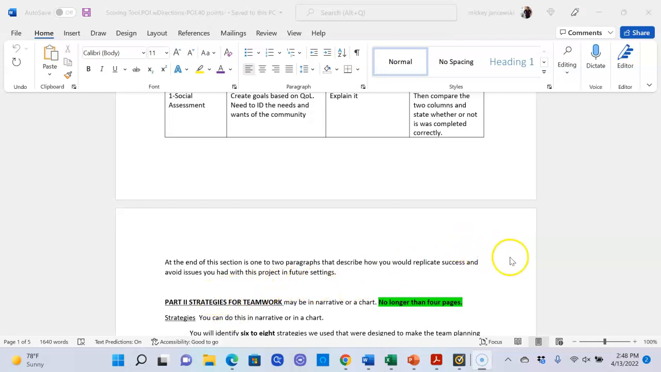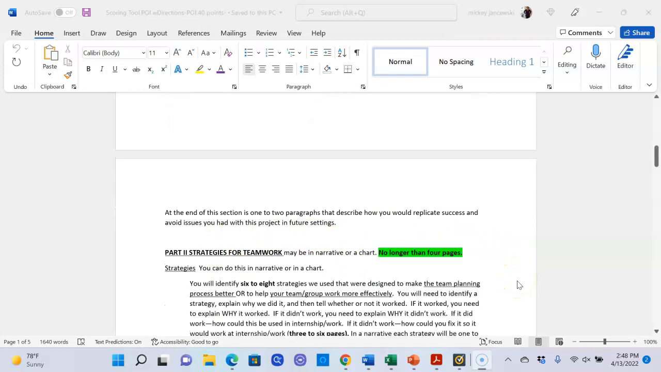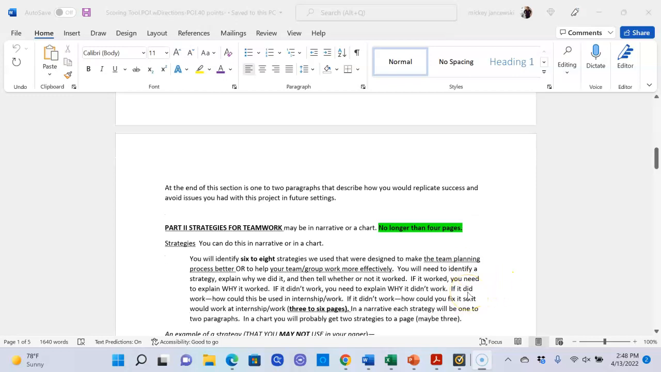Part 2 is strategies for teamwork. This should be no longer than 4 pages. It tends to be longer if you do a chart than if you do narrative. This part you can do as a narrative or a chart also. You're going to identify 6 to 8 strategies we used to make the team planning process better.